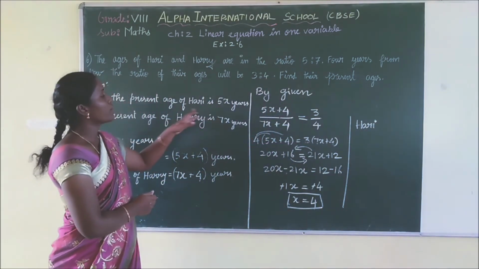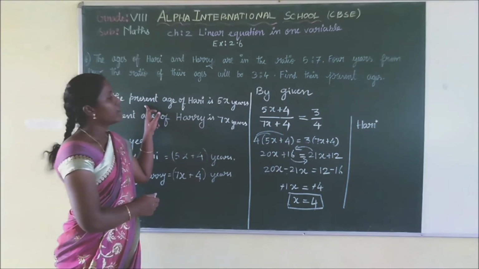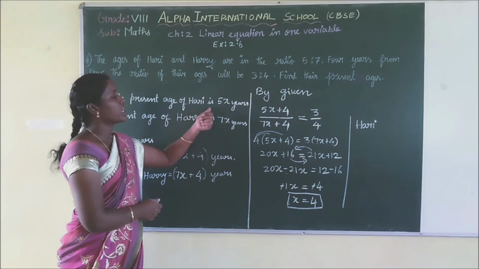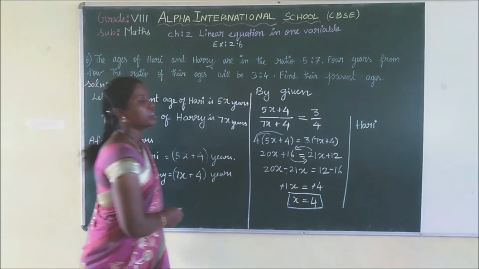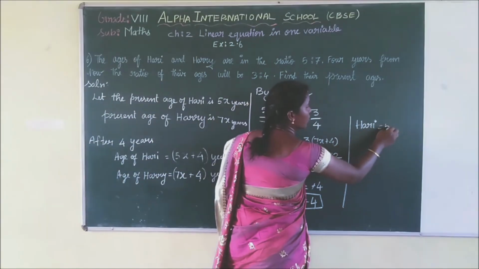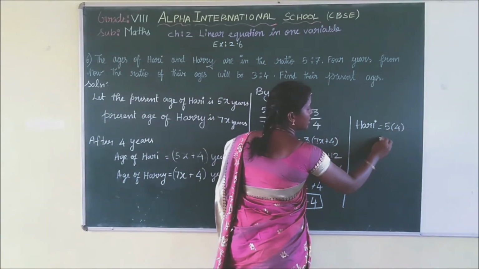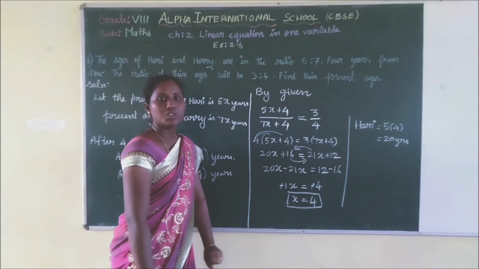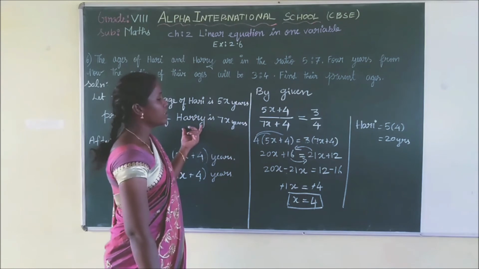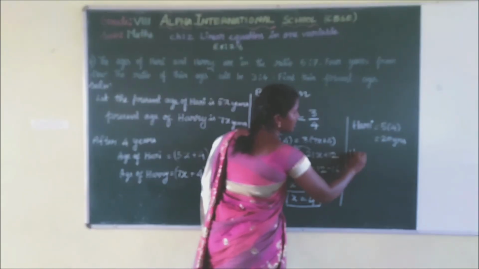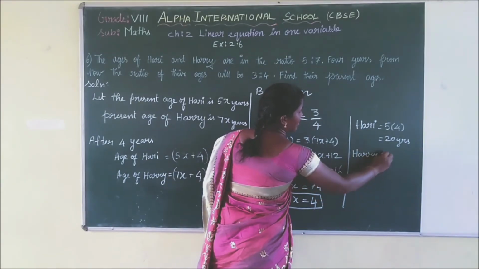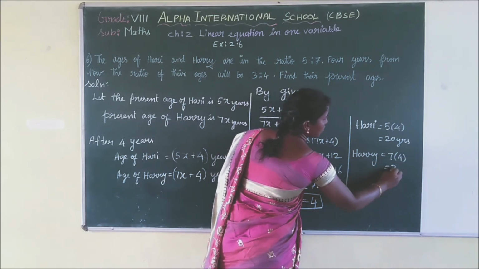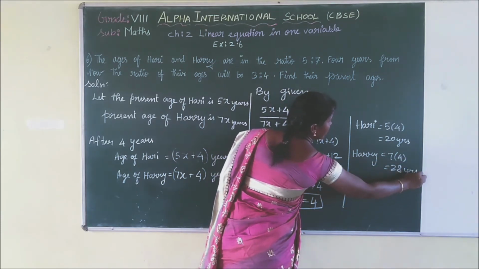So using the clue given in the question, we have already kept a general age for Harry. What is it? Present age of Harry is 5x years. So Harry is equal to 5 into 4, which is equal to 20 years. So the present age of Harry is 20 years. What about the other person's age? The present age is equal to 7 into x, that is 7 into 4. So his age is 28 years.